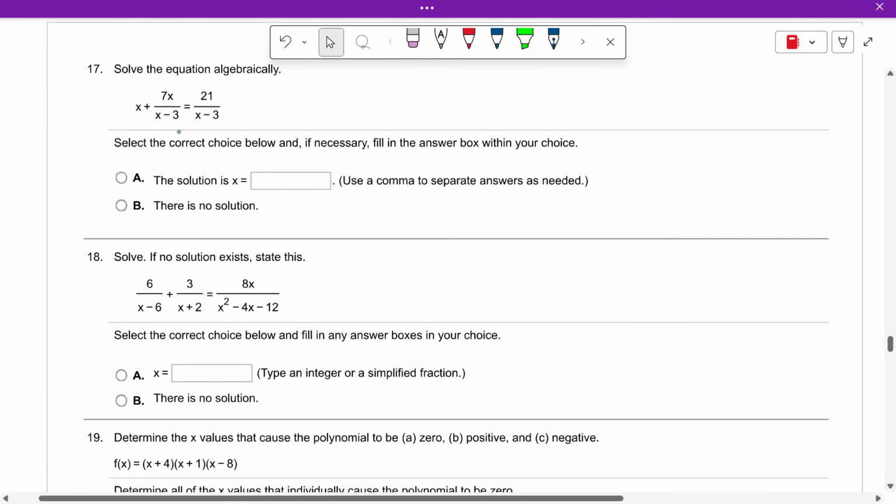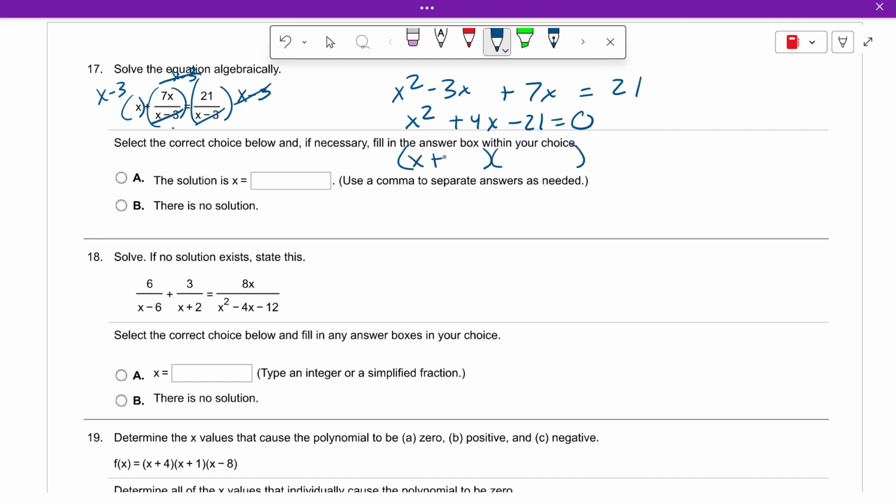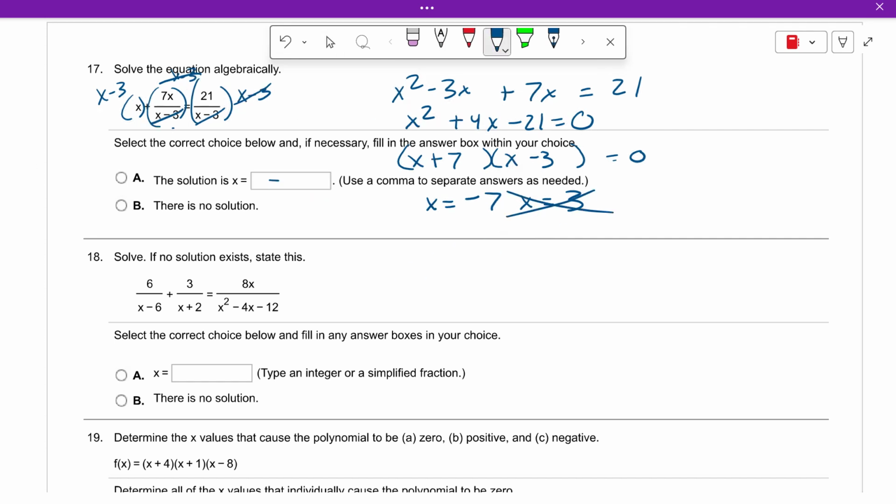And then we did this fairly recently. Multiplied this by x minus 3, this by x minus 3, and this by x minus 3. So we get x squared minus 3x plus, these cancel, 7x. These cancel, equals 21. So x squared plus 4x minus 21 equals 0. Factor: x plus 7, x minus 3 equals 0. So x equals negative 7 and x equals positive 3. You try 3 in here, the denominator is 0, so that doesn't work. So the solution is negative 7.